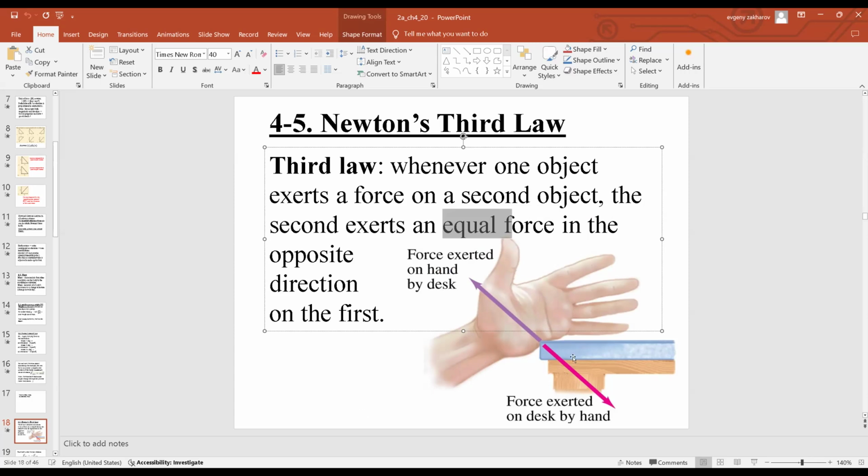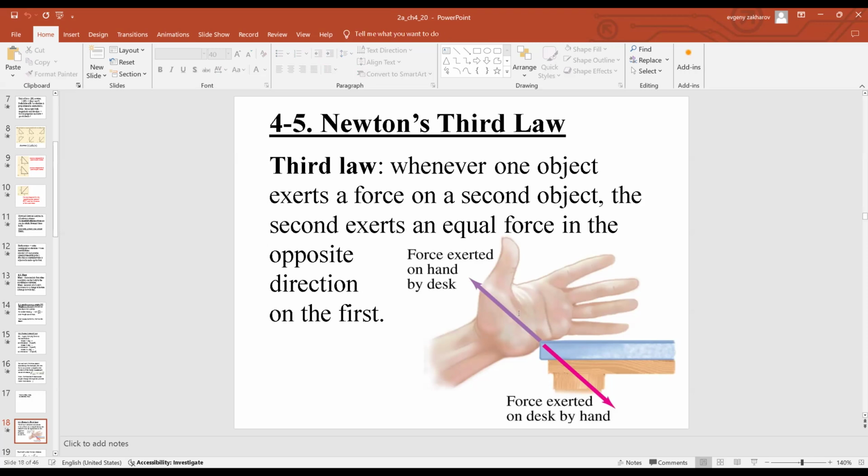Say you hit the desk with a hand. If you hit it just lightly, you say ouch, but it's not going to really hurt much because the force that you hit the wall or the desk with is not a large force. But if you hit it really hard, you say ouch, it really hurts now because the action force was quite large.